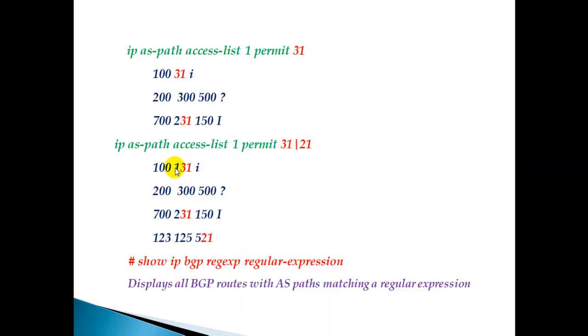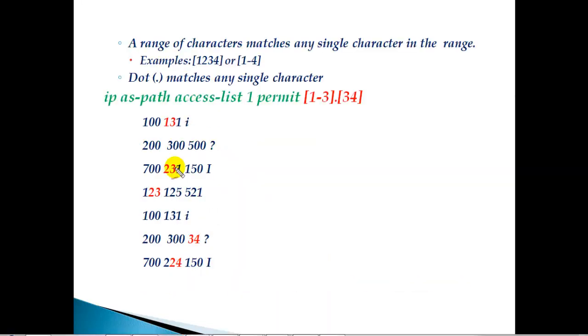The next thing we need to understand is one more special character, the square brackets. Whenever you see the square brackets, it's going to define a range of specific characters, with a hyphen. So you can say 1-4. When you say 1-4, it means it can be 1, it can be 2, it can be 3, or it can be 4.